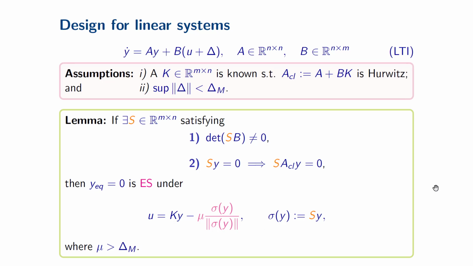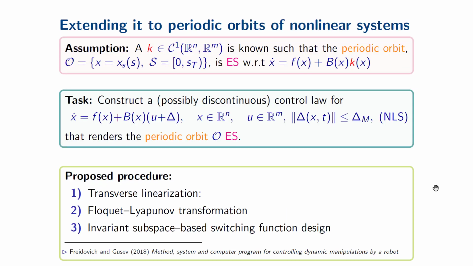This is interesting enough in its own right, but how can we also take this idea and transform it to design such extensions for nonlinear systems, and in particular also for more complicated types of orbits, such as periodic orbits? So let's look at how we can extend it to periodic orbits of nonlinear systems. We make a slightly similar assumption, but for the case of a nonlinear system now. We assume that we know some mapping K, a C1 smooth mapping K, which provides us with a controller which would render for the unperturbed system the corresponding periodic orbit exponentially stable with respect to the closed-loop system.